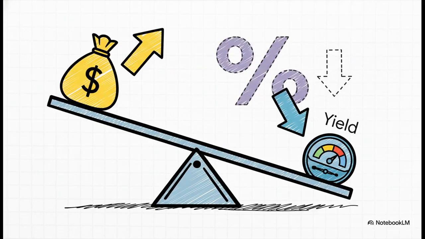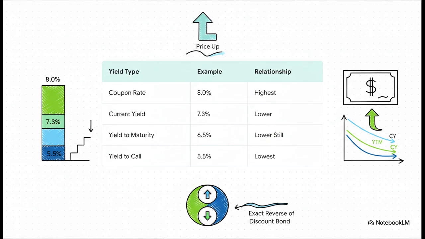All right, let's hit the reset button and tilt the seesaw in the complete opposite direction. Now let's imagine interest rates have fallen. That makes our 8% bond look super attractive, right? So its price goes up above that $1,000 par value. We are now dealing with a premium bond. And just like you'd expect, the yields now tilt the other way. When the price is up, the yields go down.